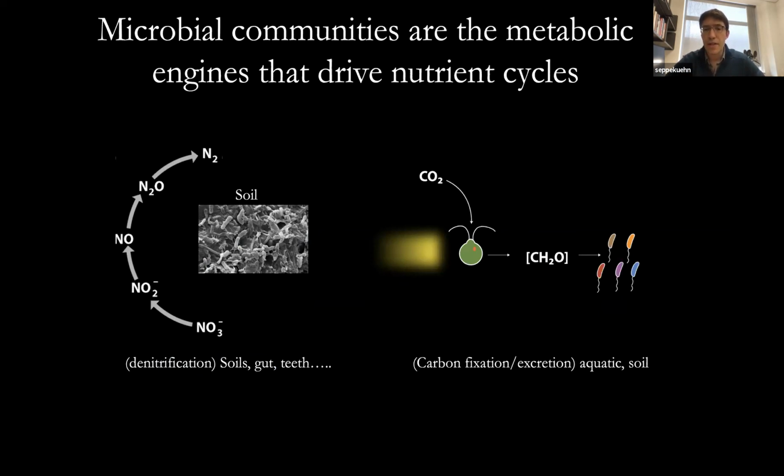In a similar example, which was alluded to already, the fixation of inorganic carbon dioxide to organic carbon, roughly half of the carbon that's fixed on the planet is done by microbes. That's about 100 gigatons per year, which dwarfs by a factor of 10 the amount of carbon that's produced by all human activity, which is about 10 gigatons per year.